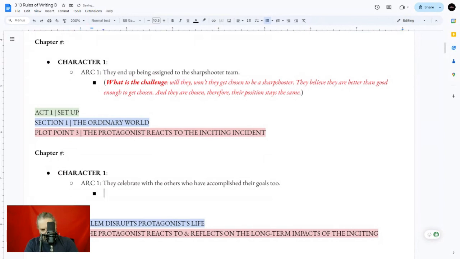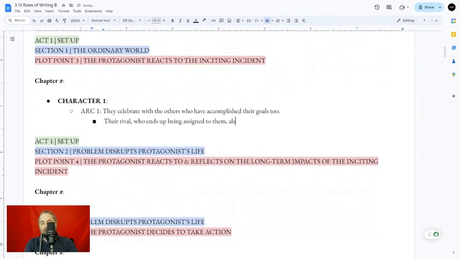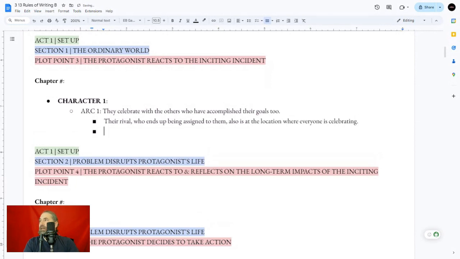And then I could be like, their rival, who ends up being assigned to them, okay, also is at the location where everyone is celebrating, right? Now, this might be another arc, like I was saying, their relationship would be a different arc, but because I'm here, I'm just going to let my brain brainstorm. The two get into a fight and are pulled away by an officer, and ultimately forced to both have to do what?